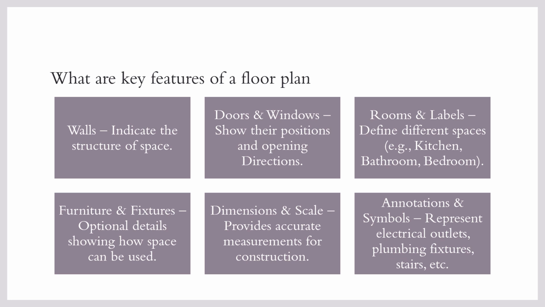Next, we have the dimension and scale, which provide accurate measurements for the construction. For example, it might say the dimension of this wall is 5 meters, and the opening of this wall is 1810, for example. So you know that 1810 is the door opening, so you need to get the builder to find a door that's 1810 to fit in that space.